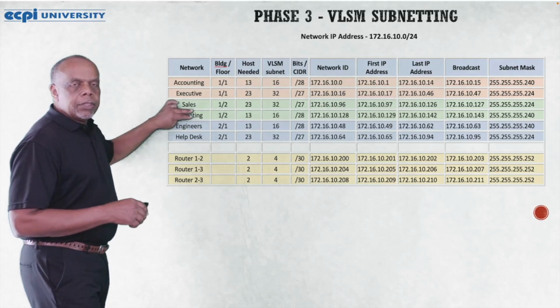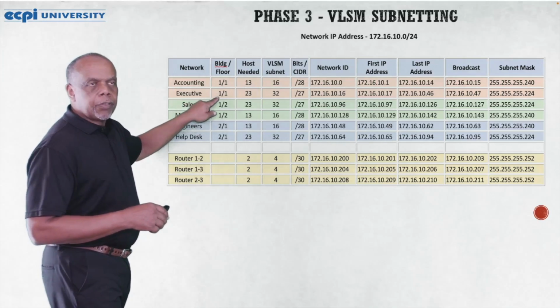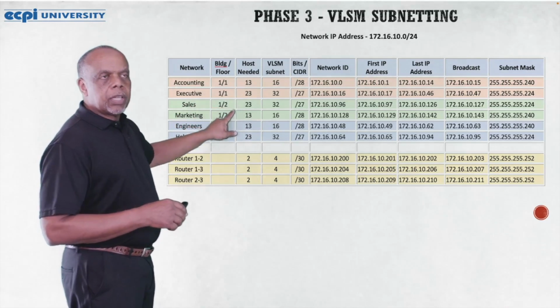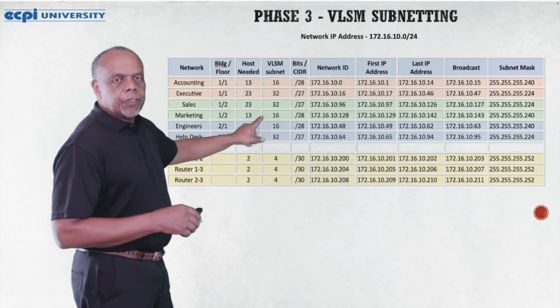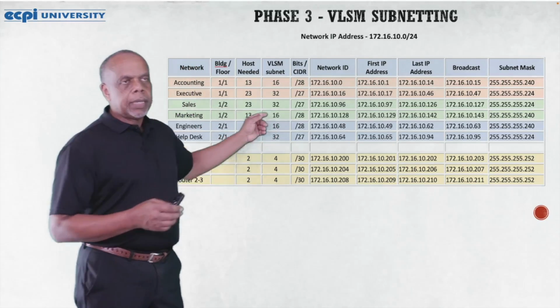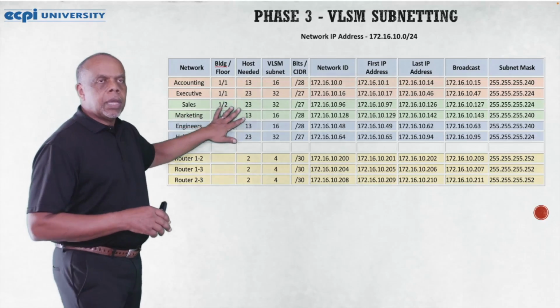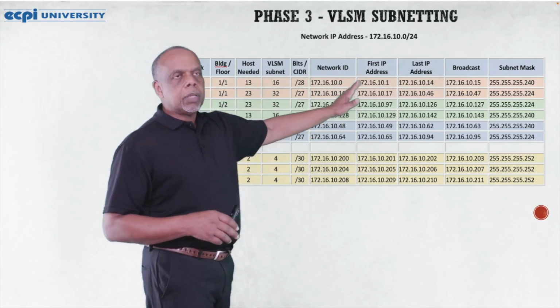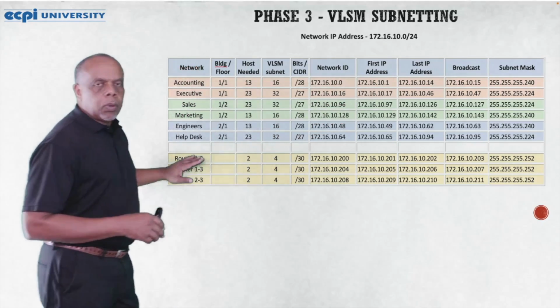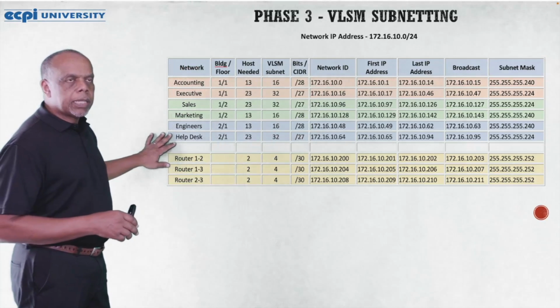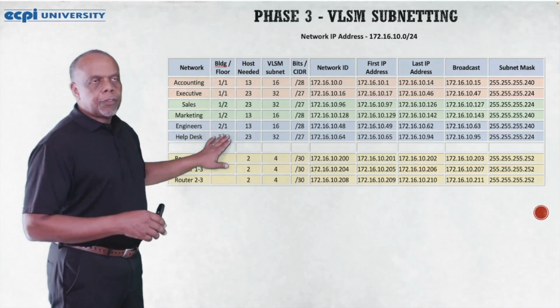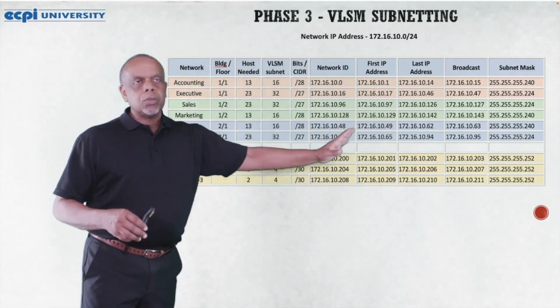Sales and marketing are in the same building, but on the second floor. I need 23 hosts for sales and 13 for marketing. So I'm going to use VLSM, subnetting with a CIDR /27 and a CIDR /28 to get those. And you see the process keeps going. Then this is the engineering and help desk, which is in the second building on the first floor, and I just continue doing the same thing.